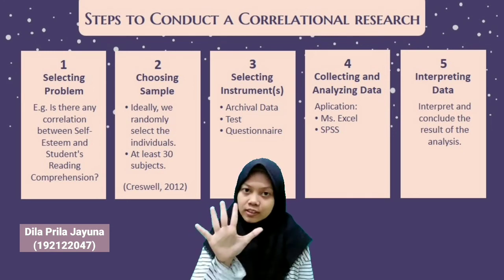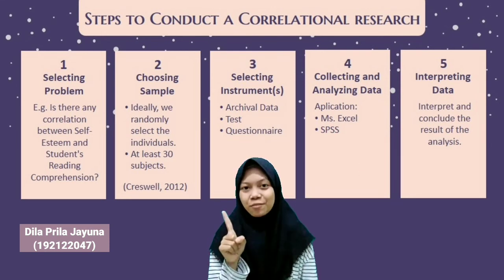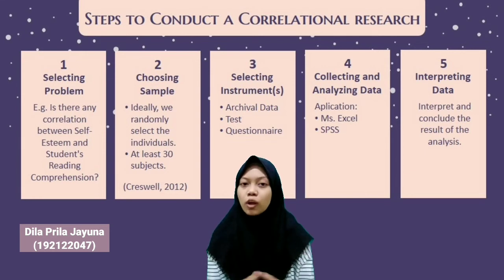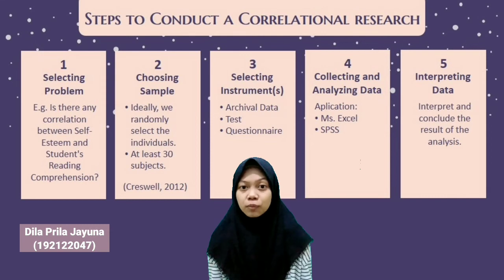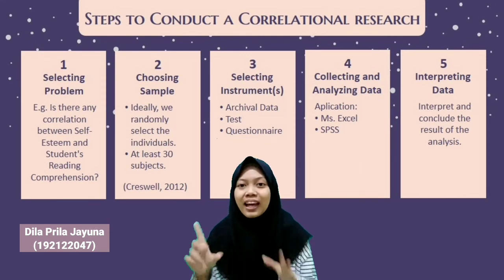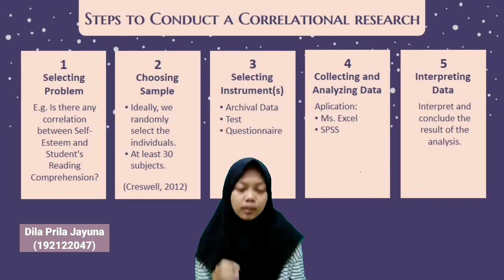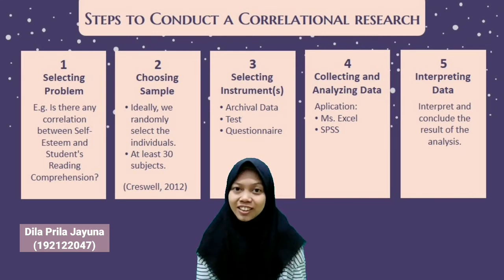Alright, the next material is about the steps to conduct a correlational research. Simply, there are 5 steps to conduct a correlational research. The first step is selecting the problem. In this step, we select the problem or the topic that will be discussed and studied in our research. Here is the example. Is there any correlation between self-esteem and students' reading comprehension? This topic or problem will be discussed and studied in our research.